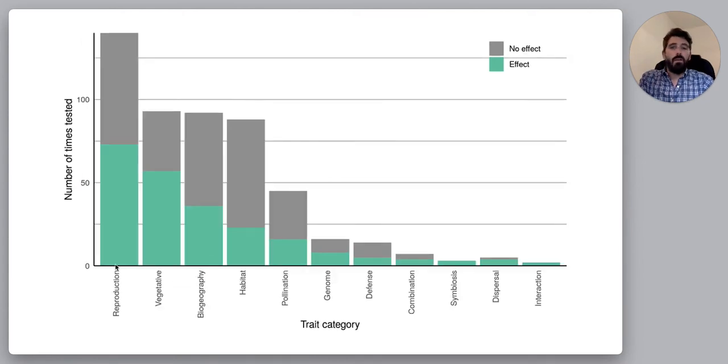We can zoom out, classifying traits into larger categories, which reveals that we are often interested in traits relating to reproduction, where there is a 50-50 split, and that vegetative traits, those related to plant growth, morphology, and physiology, are often a source of trait-dependent diversification.